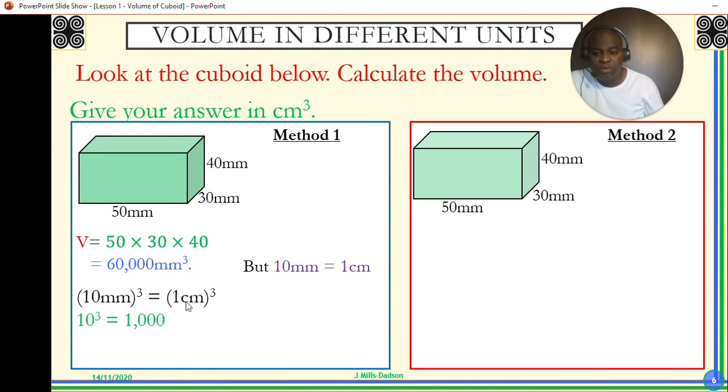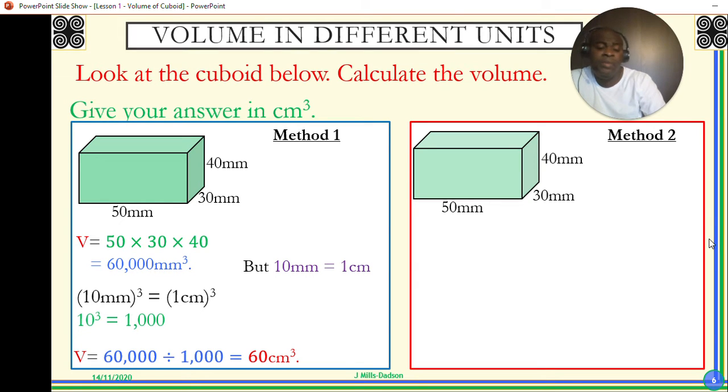But 1 centimeter cube will still be 1 cm cube. But 10 millimeter cube, when you cube 10, you have 1,000. So instead of using 10, our scale factor, we are now going to use 1,000. So we divide 60,000 by 1,000. That gives us 60 centimeter cube. So the answer in centimeter cube for this question is 60 centimeter cube.